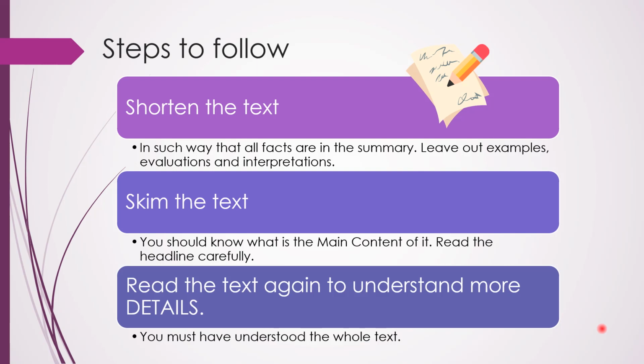Second, you have to skim the text. What is that? You should know what the main content of it is. Read the headline carefully. Why the headline? Because the headline gives us the idea of what the reading is about. Third one, you have to read the text again to understand more details. You must have understood the whole text.